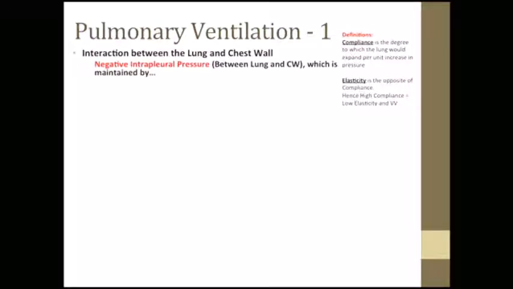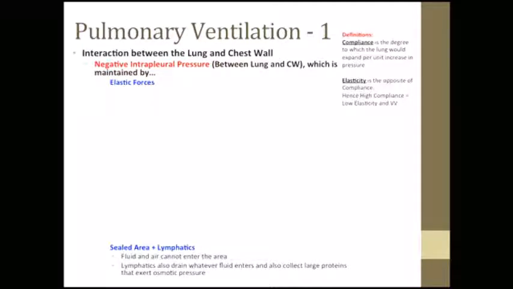So having understood that, there is a negative intrapleural pressure inside the pleura, and this is maintained by a few things. First, it's maintained by elastic forces. This is the main thing. The other thing to keep at the back of your mind, which is not too important, is that it is a sealed area, and there's an effect of lymphatics as well. If it's not sealed, you won't be able to maintain a negative intrapleural pressure, because your air will just leak into your pleura, and you won't have a negative pressure. So it's important to note that it's a sealed area.